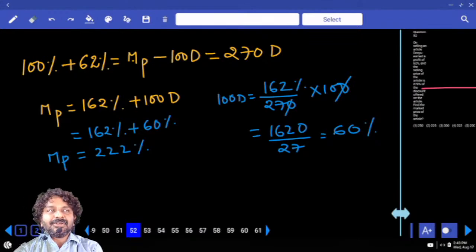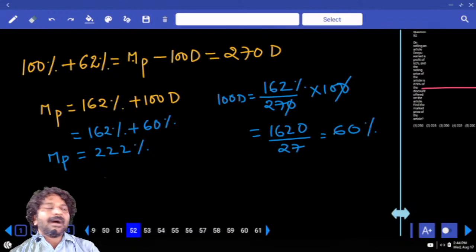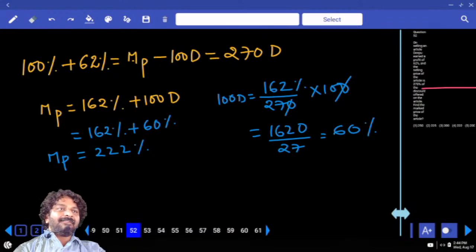So in the question they should not ask you market price in terms of rupees. They should ask in terms of percentage. Market price is what percent of the cost price? Then the answer is 222%.